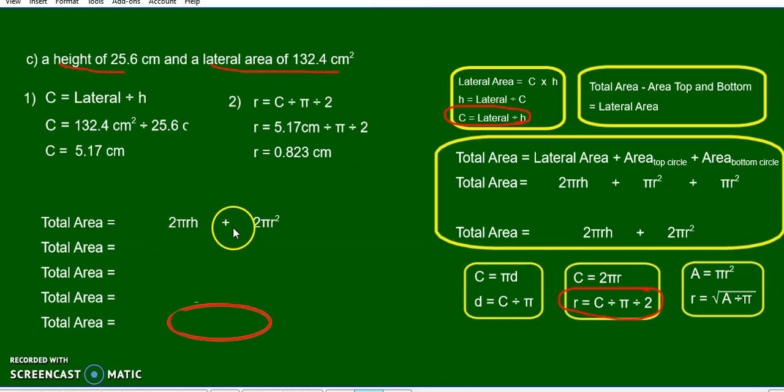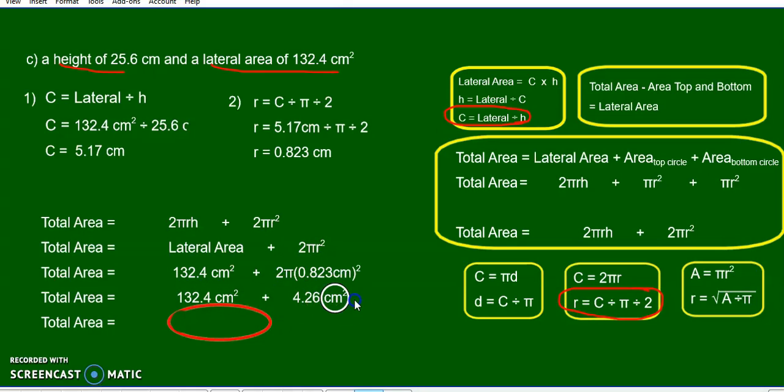And now the total area. It's the lateral area plus the two circles. We're given the lateral area. We don't have to calculate it, we don't have to do 2 times pi times r times h. It's given. So I'm just going to write that number that's given. Why should I do more work? Why should I risk making a mistake when I have it right here? Plus the two circles. And the radius we found was 0.823. So 0.823 squared times 2 times pi. 4.26 plus 132. There's your answer. How did you do on these three questions?